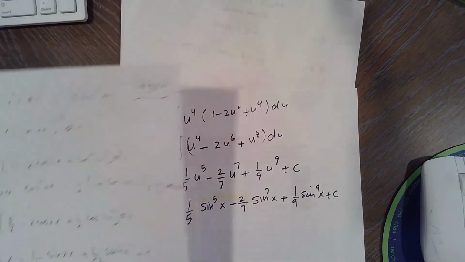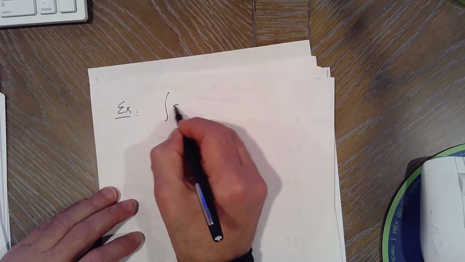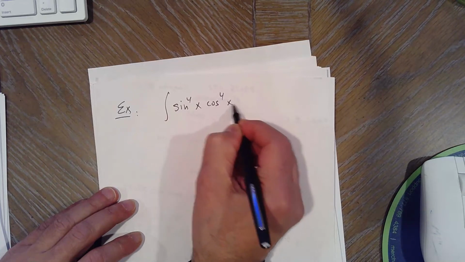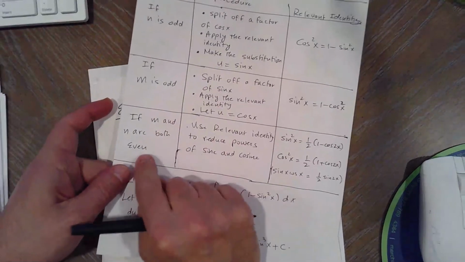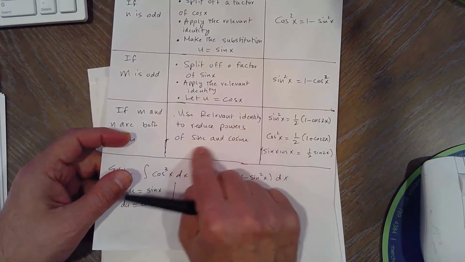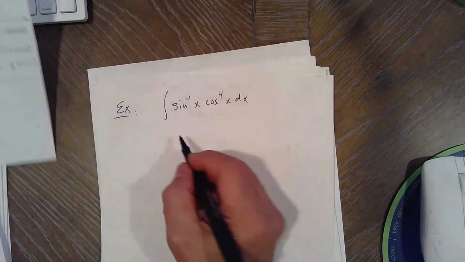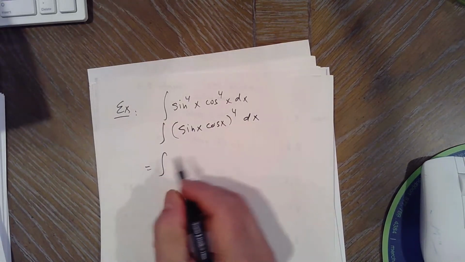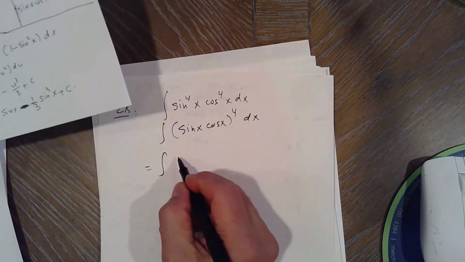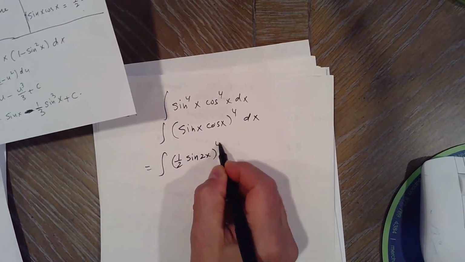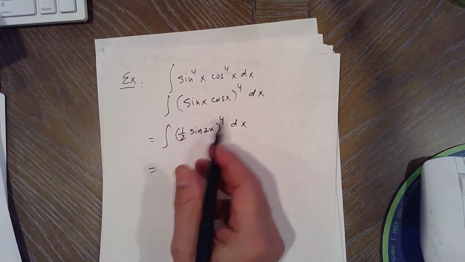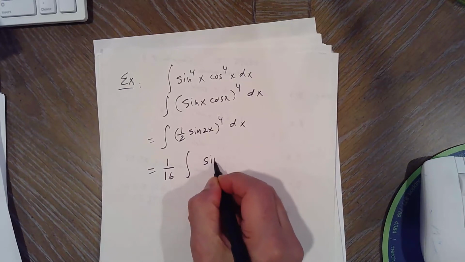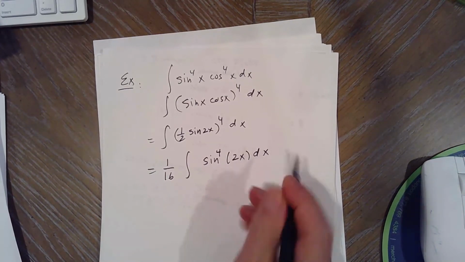So next one, when both of them are even, like sine 4 x cosine 4 x dx. So that's the case when both of them are even. So use the relevant identity to reduce powers. So I'm going to use sine x cosine x, because I could write this as sine x cosine x to the power 4. So I'll write this as 1/2 sine 2x to the power 4, which would be 1/2 to the 4 is 1/16. We'll pull this out. It's a constant. Sine to the 4th power of 2x dx.